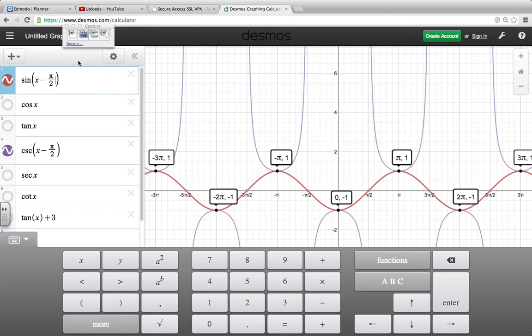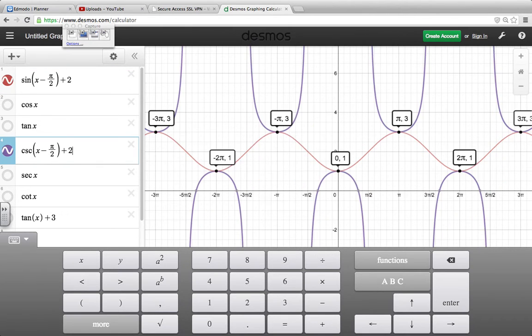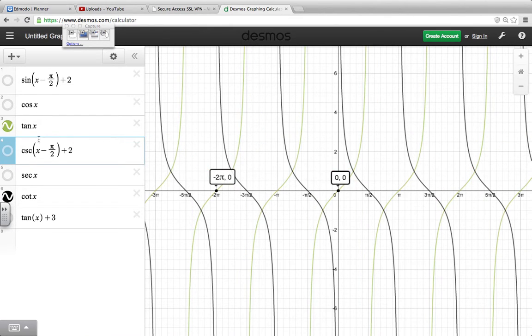And if we shift it up, it shifts up, right? So I'm just going to add a shift to this. Plus 2, exact same relationship as before, right? And that would be the same for cos and secant. Okay, but what about cotangent and tangent? Let's see what happens here.